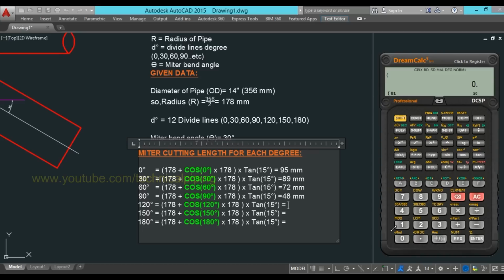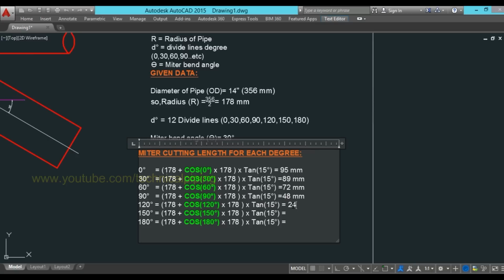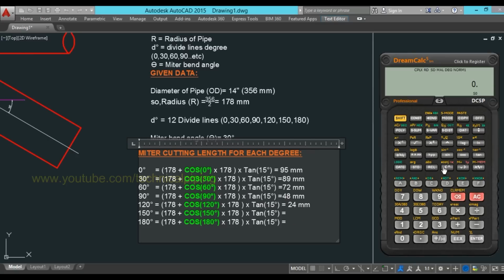Now, you may have a doubt or question. We are doing the calculation for a 30 degree miter bend. But why do we have to enter the angle 15 degree here? Friends, to get a 30 degree miter bend, we need two pieces of 15 degree cut pipe. So that is why we are using 15 degree for the calculation.